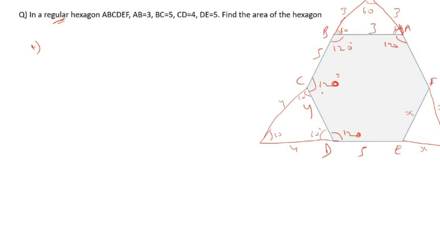We know 3, 5, 4, and 5. So essentially what we have done is we have converted this figure into a very big equilateral triangle, because this was also 60. If you see this big equilateral triangle, all angles are 60: 60 here, 60 here, 60 here.